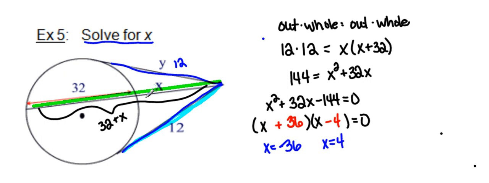Again, x represents the length of a line segment. We can't have a line segment with a negative length, making that negative solution inappropriate, and therefore we must reject it. And the value of our x here is 4.